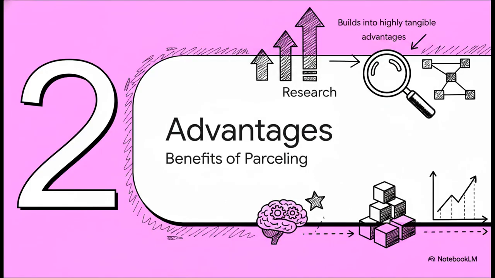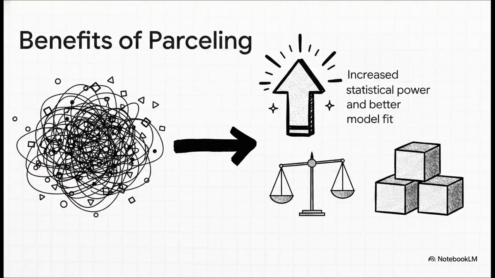Okay, moving to section 2. Let's look at the actual advantages here because they are highly tangible. The statistical and practical perks of packing your data this way are honestly huge. Because you're dealing with fewer boxes, you're estimating fewer parameters. That immediately gives you improved estimation stability and way easier model convergence. Basically, your model will actually run.